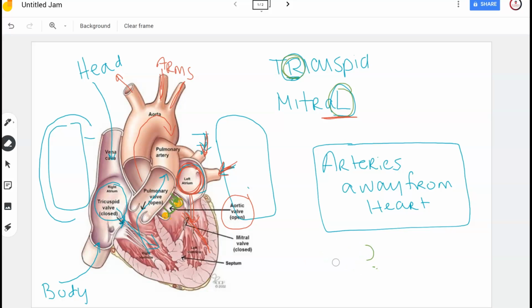Another couple things that you need to know. There's two things we call preload and afterload.